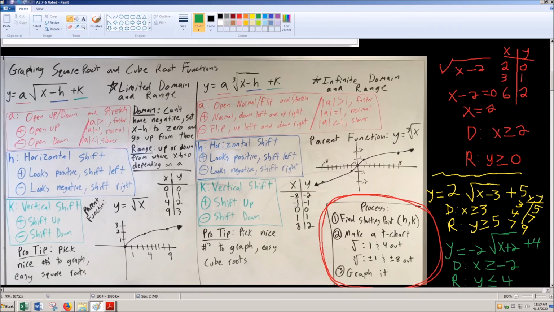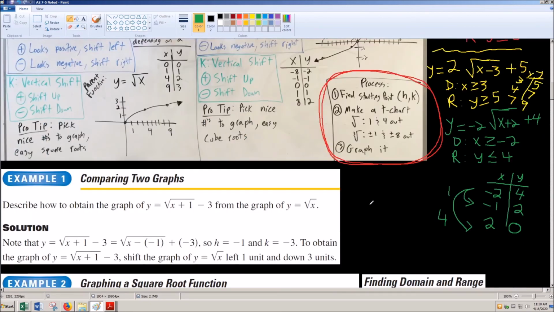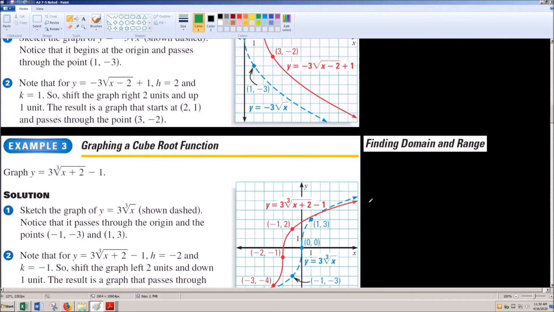Again, from wherever I start, whatever h value I get, I'm going to move out 1 unit to the left, and then I'm going to move out 8 units to the left. I'm going to move out 1 unit to the right, and I'm going to move out 8 units to the right. So I'll show you an example. Let's see. I want to make sure we get one of those in. Yeah, we got a good one over here.